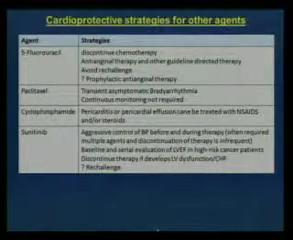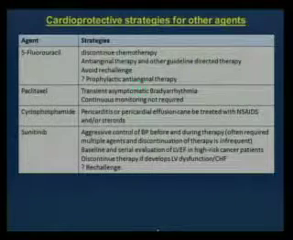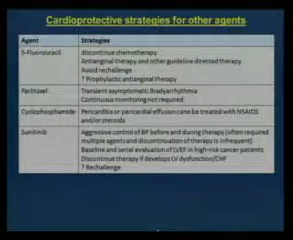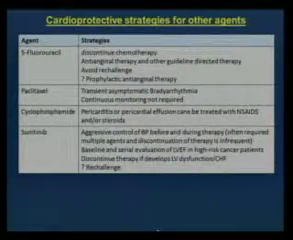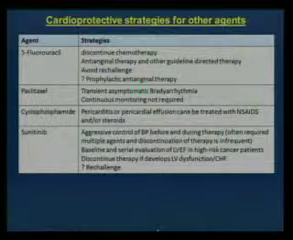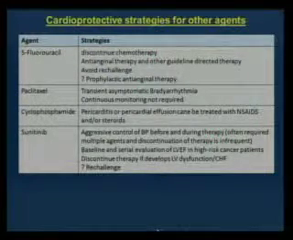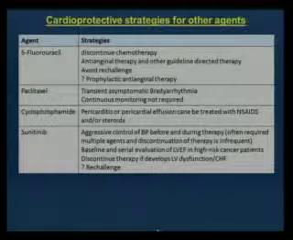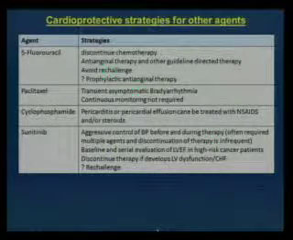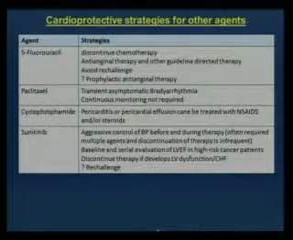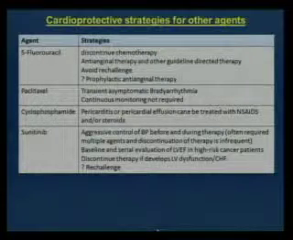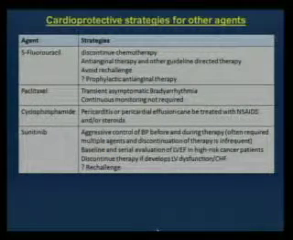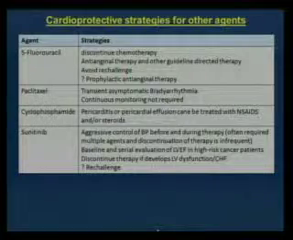So how about other drugs? We talked about the cardioprotective strategies for the two main drugs, the anthracycline and trastuzumab. 5-fluorouracil, we said it causes more acute chest pain syndromes. If that occurs, you stop therapy, treat them for ACS, and avoid re-challenge because that will lead to a problem. Prophylactic therapy is questionable, there's no strong data out there.